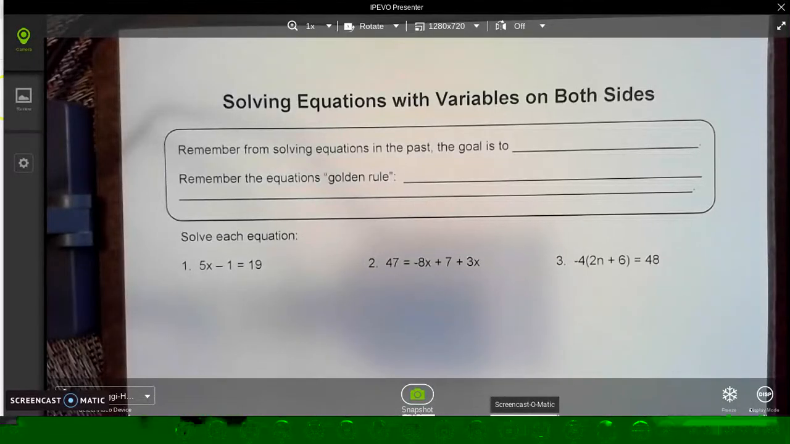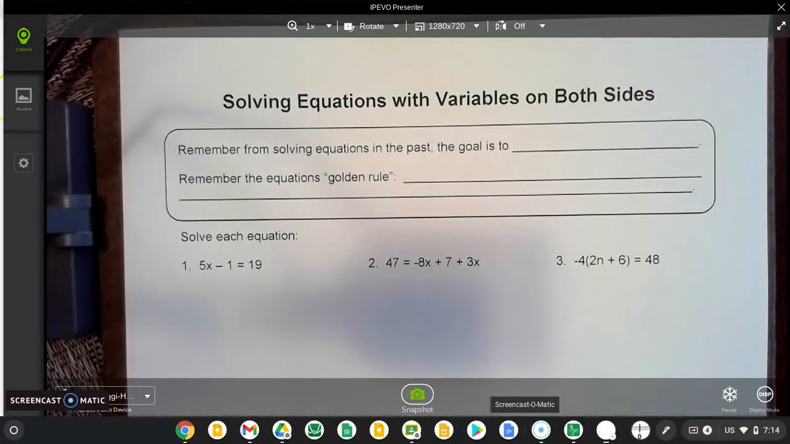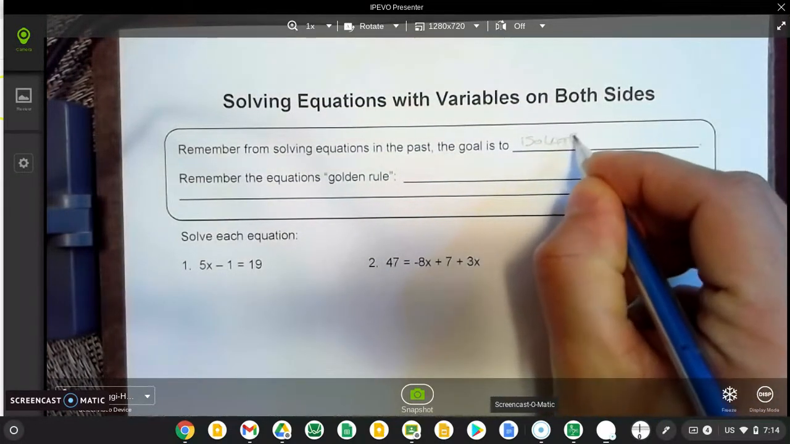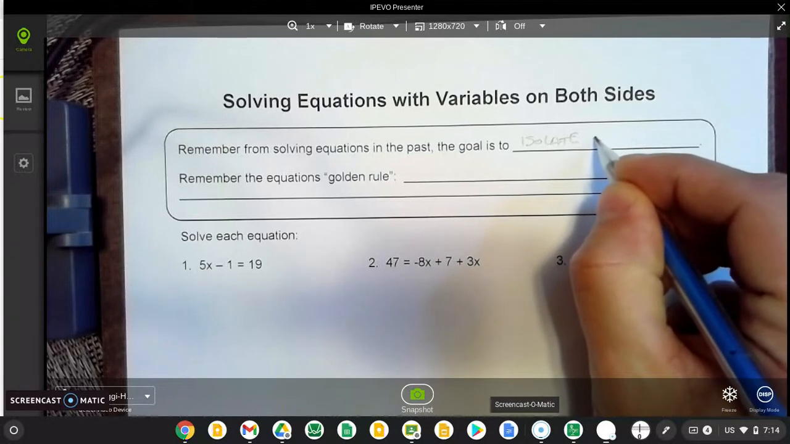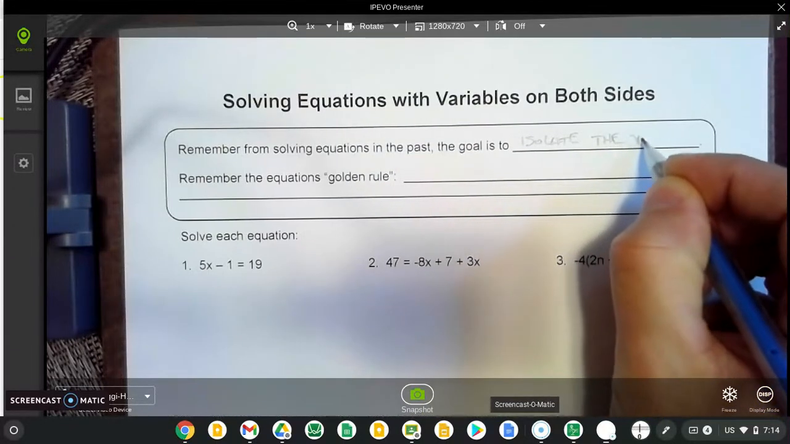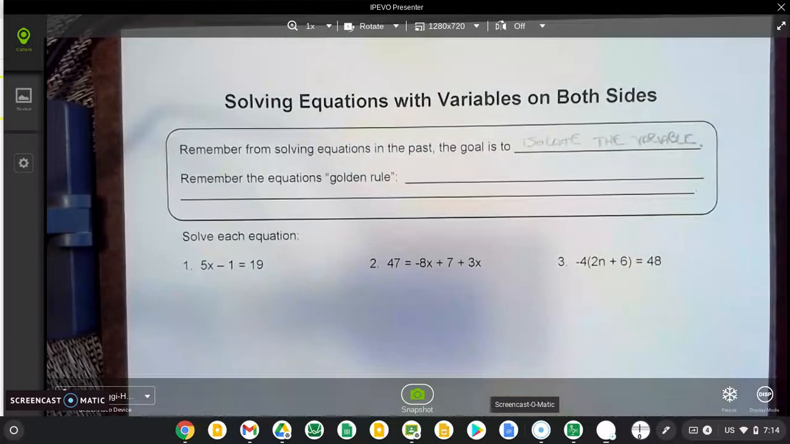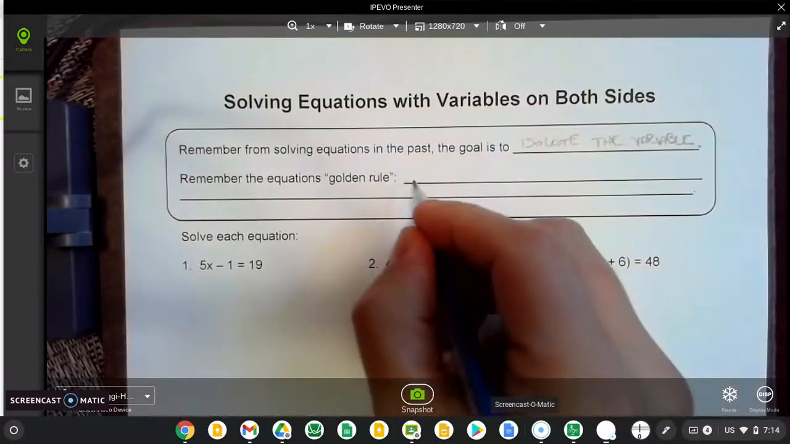In our lesson today, we're going to be solving equations that have variables on both sides of the equal sign. Remember, from solving equations in the past, the goal is to isolate the variable. We're always trying to get the variable by itself. Isolate the variable. And don't forget the equation's golden rule.